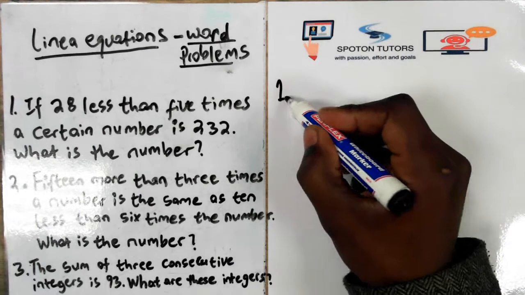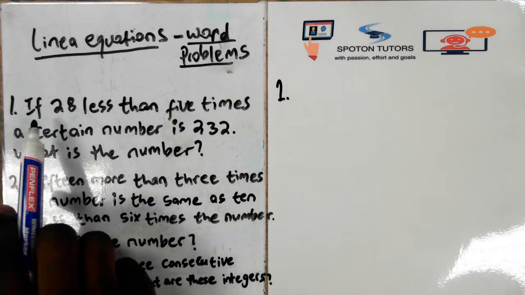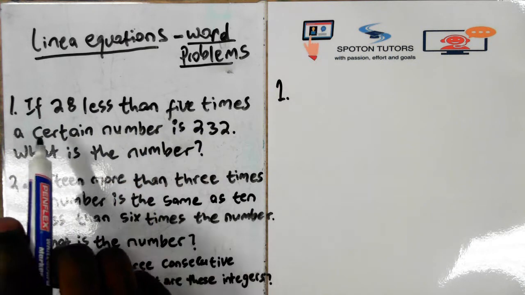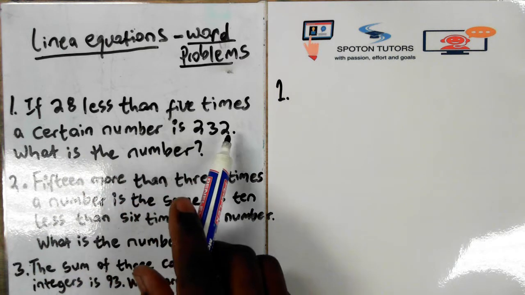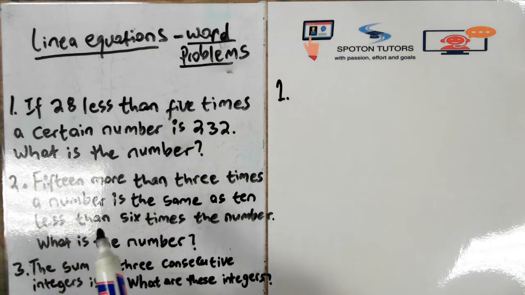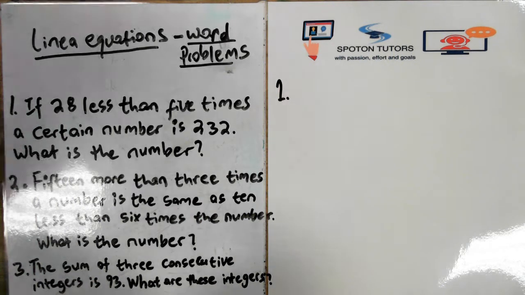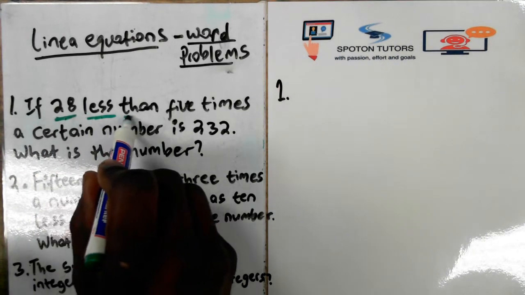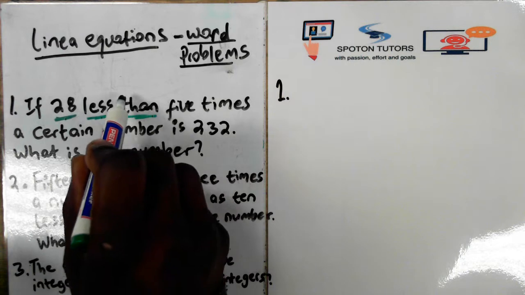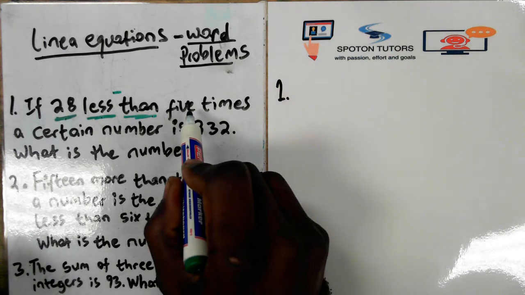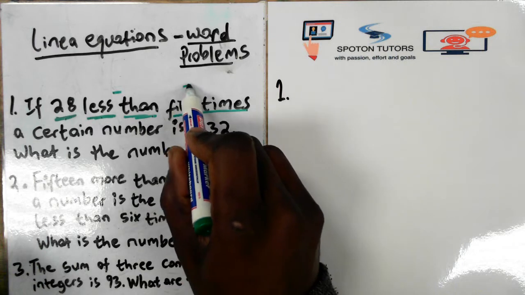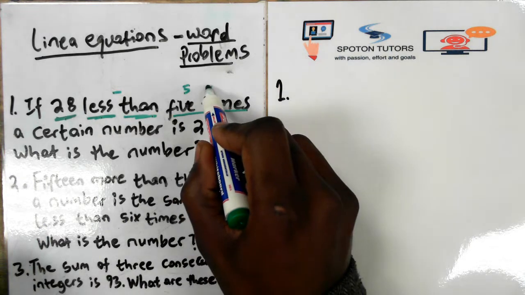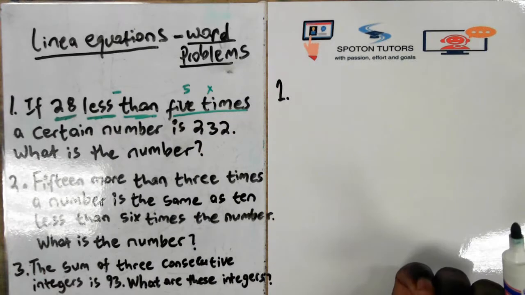Let's look at number one quickly. It says, if 28 less than 5 times a certain number is 232, what is the number? Now there are some key aspects here that one needs to take care of. If 28 less than, this shows that there's a minus sign here. 5 times, so we've got a 5 here. 5 times is of course multiplying a certain number. The certain number is unknown, right?